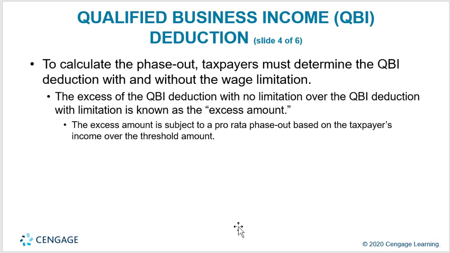To calculate the phase out, taxpayers must determine the QBI deduction with and without the wage limitation. The excess of the QBI deduction with no limitation over the QBI deduction with limitation is known as the excess amount. The excess amount is subject to a pro rata phase out based on the taxpayer's income over the threshold amount.